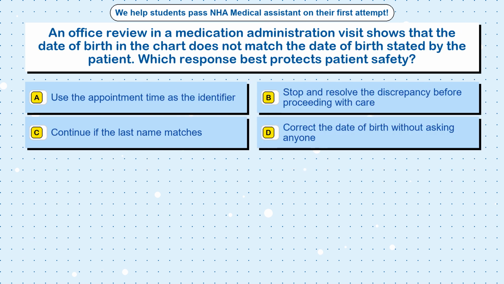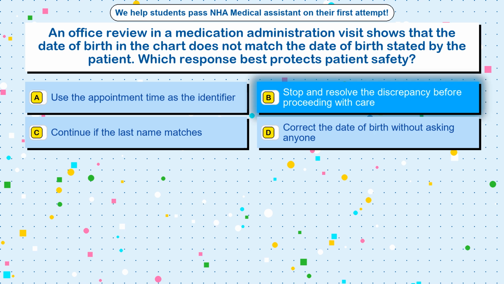Question 33. An office review in a medication administration visit shows that the date of birth in the chart does not match the date of birth stated by the patient. Which response best protects patient safety? Option A, use the appointment time as the identifier. Option B, stop and resolve the discrepancy before proceeding with care. Option C, continue if the last name matches. Option D, correct the date of birth without asking anyone.